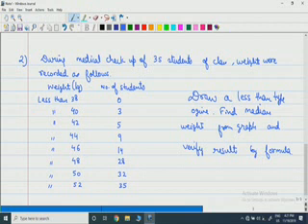So first you have to find the median using the graph. You have to draw a less than ogive, and then with the help of formula also you have to find the median, and verify the result. Are they same or are they different, or how much is the difference? That's it. Try this.